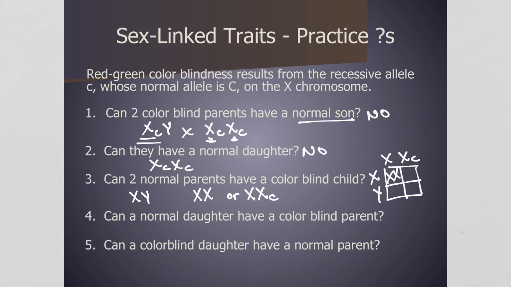that's going to be a normal female, normal male. That's going to be a normal female. She's going to be a carrier, but she's not going to have the trait because the non-colorblind is dominant. But this son is going to be colorblind. So can two normal parents have a colorblind child? Yes. And what's required is the mother would have to be recessive or a carrier.